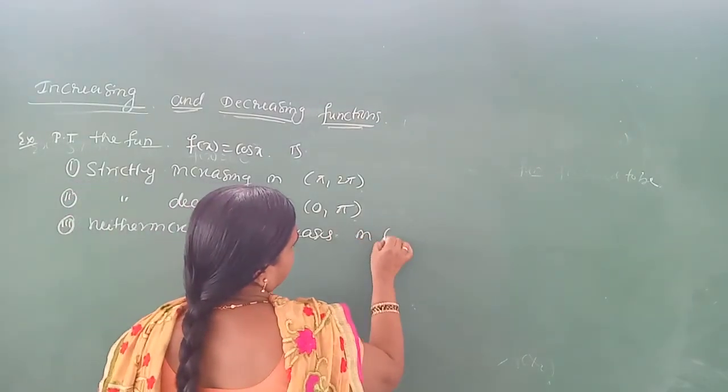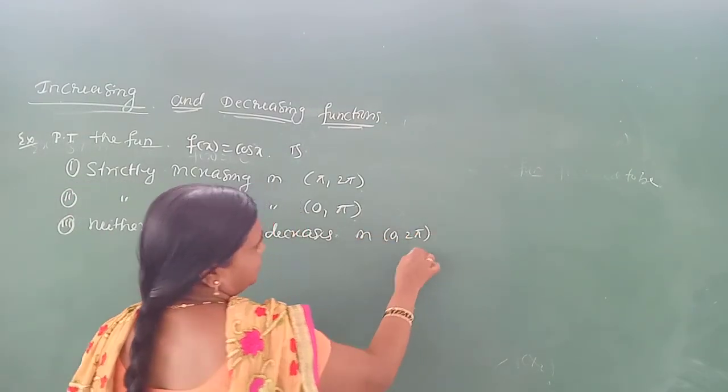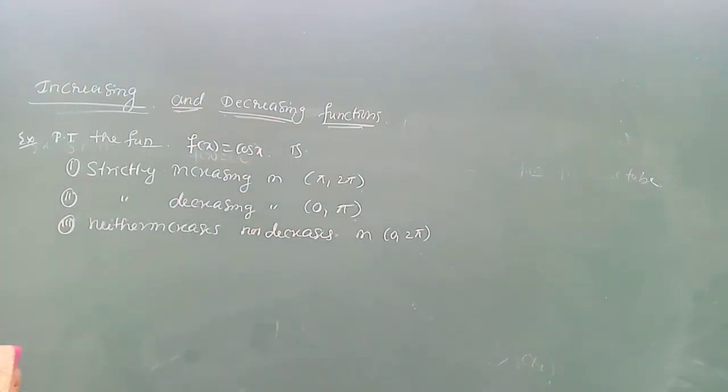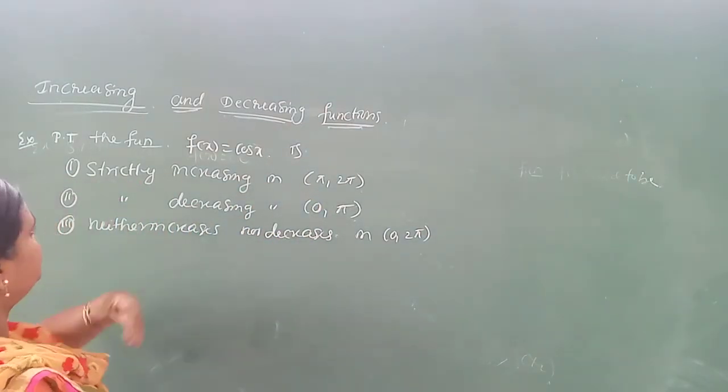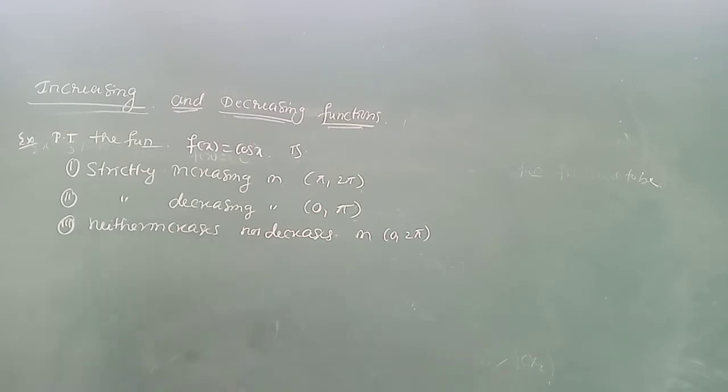In 0 to 1. Okay, this is the given example. The example is strictly increasing in pi to 2 pi, decreasing in 0 to pi, neither increases nor decreases in 0 to 2 pi. We have to verify. Is it good or not?